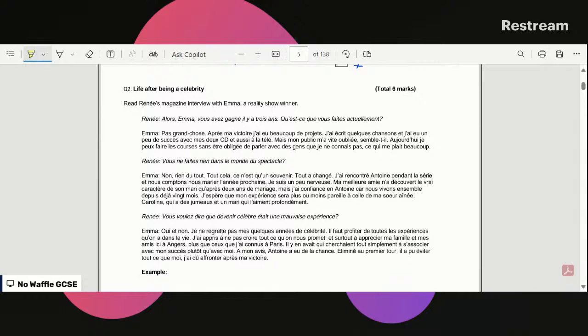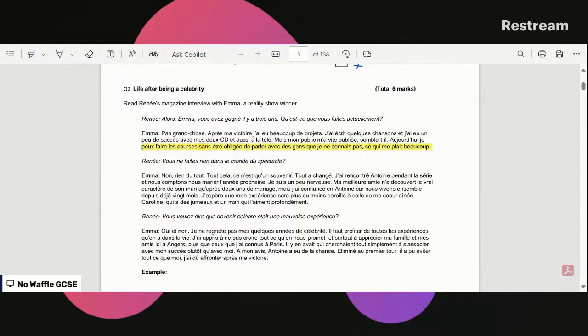But she's not mentioned anything about happiness. So let's see where she says happiness. Ce qui me plaît beaucoup. That's to my liking a lot. So let's see if that links to it. What does it say here? Sans être obligé de parler avec des gens que je ne connaissais pas. Je peux faire le course. So clearly, what's happening here is she's saying that she can do things in her life without being obligated to have to speak to other people that she doesn't know. Which pleases her a lot. So she likes the fact that people don't bother her.